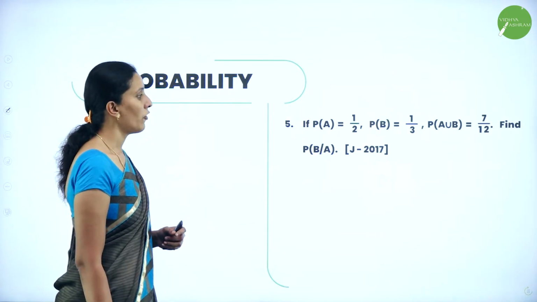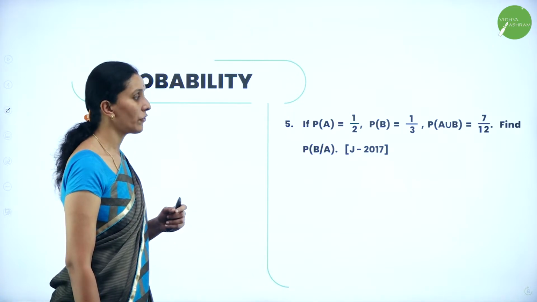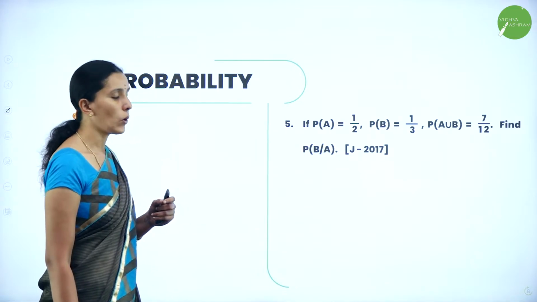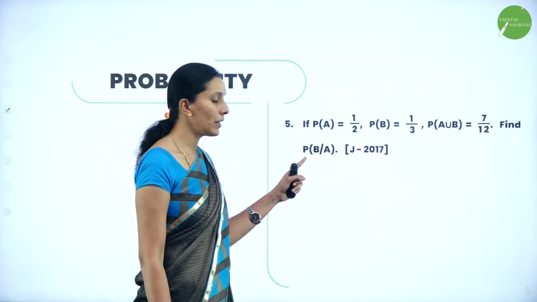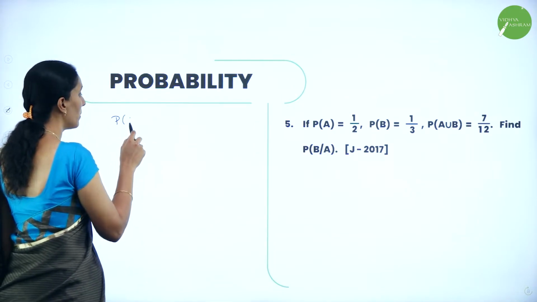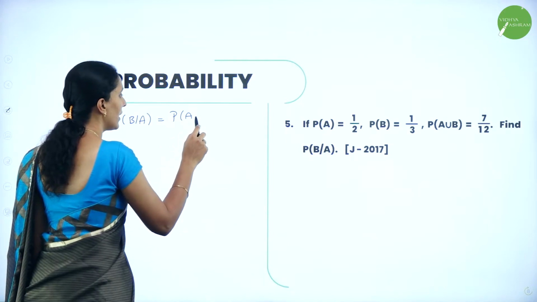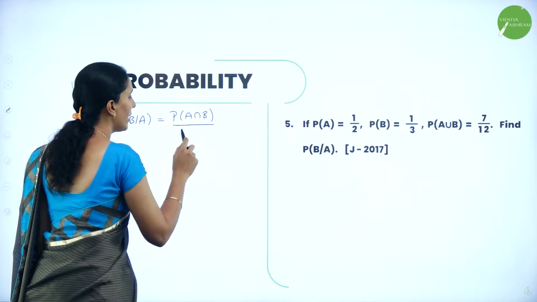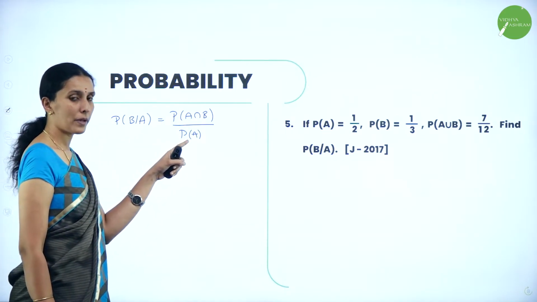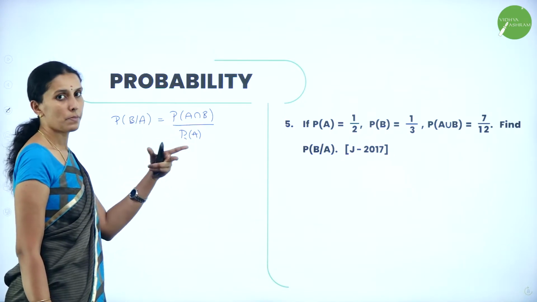Next, if P of A is equal to 1 by 2, P of B is equal to 1 by 3 and P of A union B is equal to 7 by 12, find P of B over A. That is the conditional probability of B over A. To find the conditional probability of B over A, we have a formula: probability of A intersection B divided by P of A. When you have B over A, the denominator becomes P of A. If it is A over B, then the denominator becomes P of B.